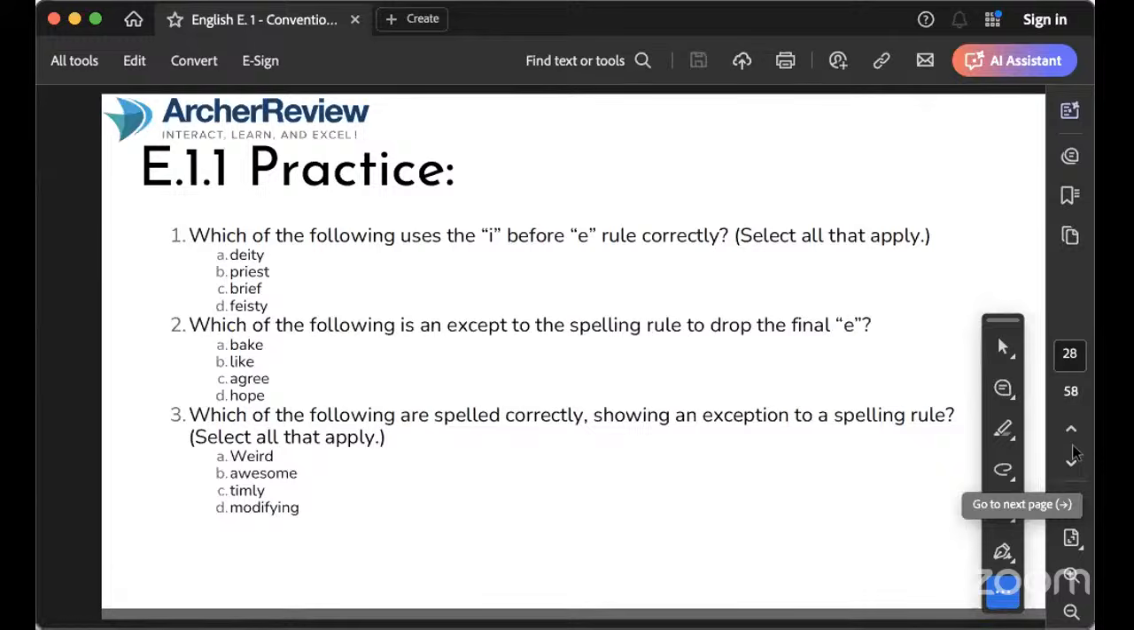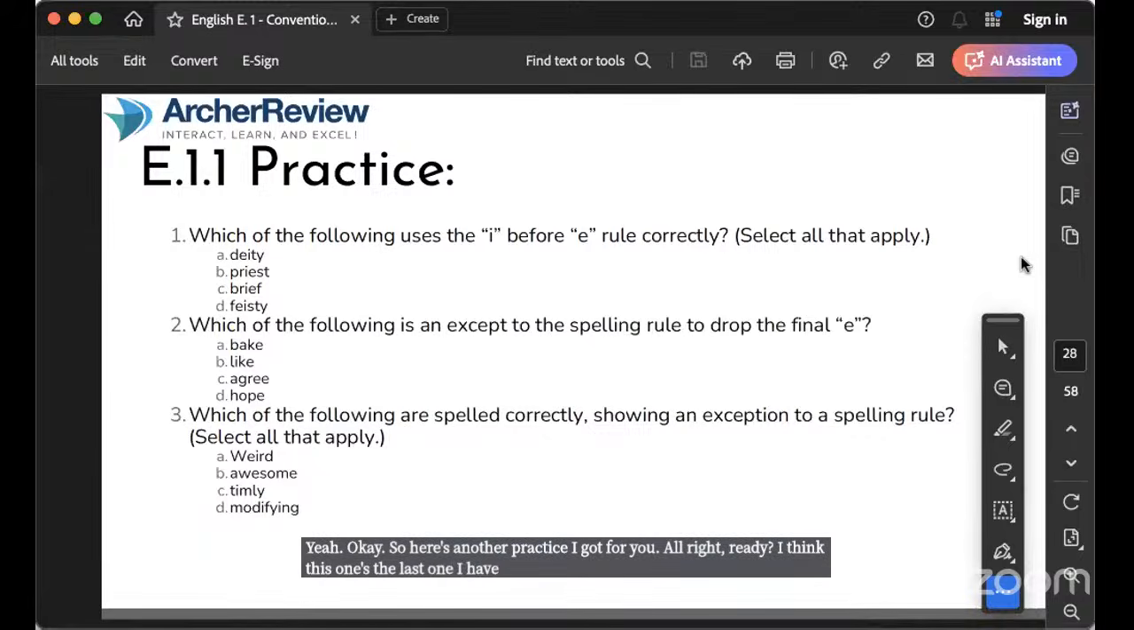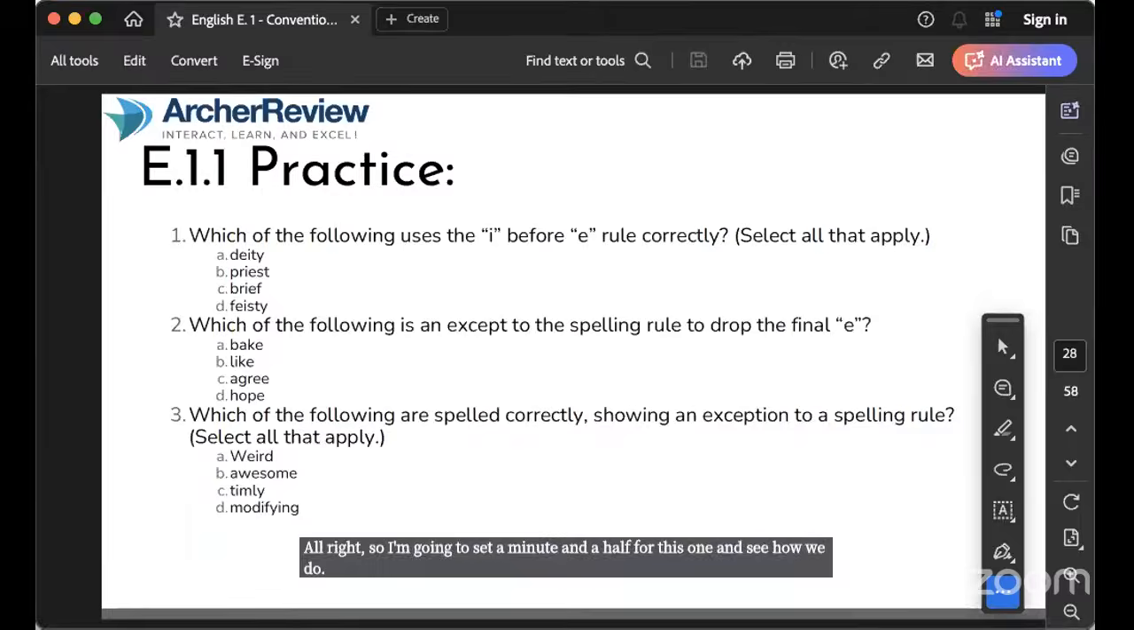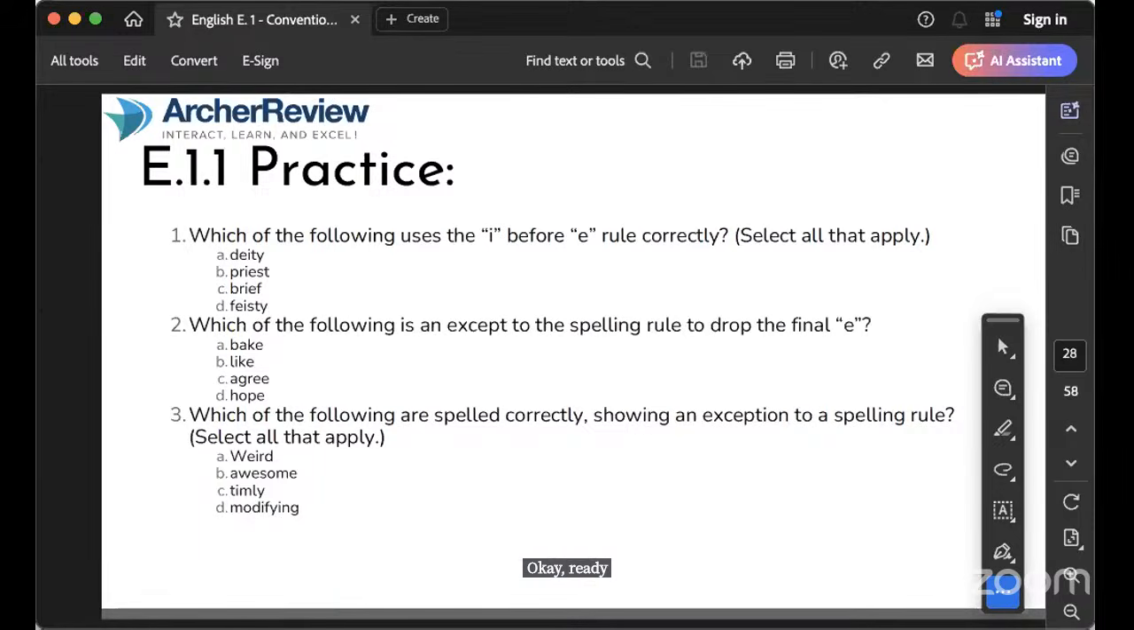Yeah. Okay. So here's another practice I got for you. All right, ready? I think this one's the last one I have for tonight. But if not, definitely check out the Q Bank because there's a ton of them that I put in there. All right, so I'm going to set a minute and a half for this one and see how we do. Okay, ready, set, go.